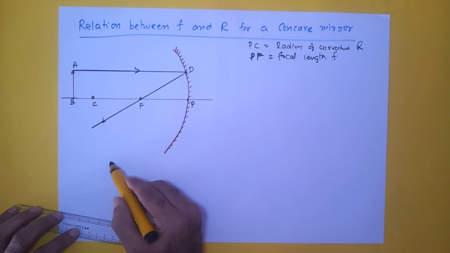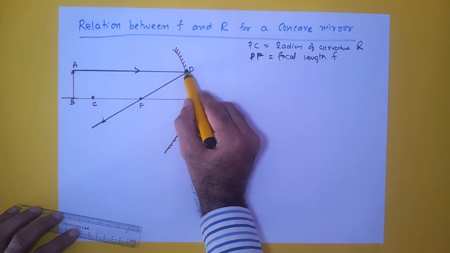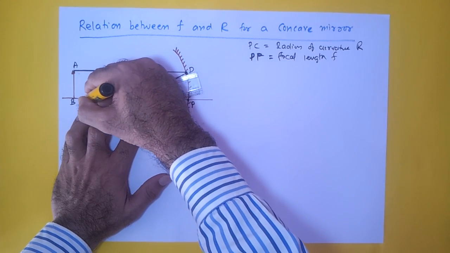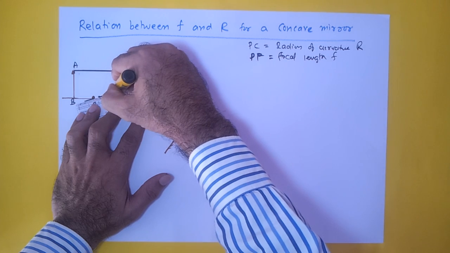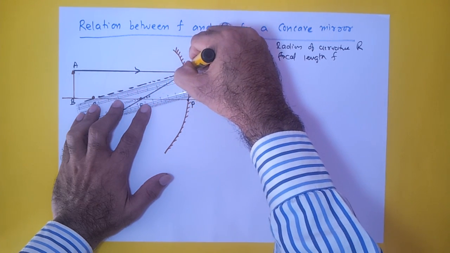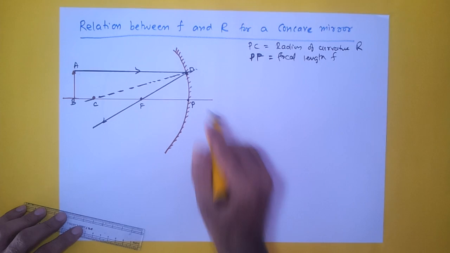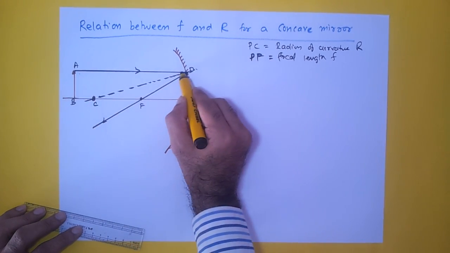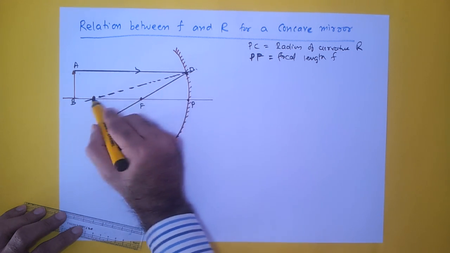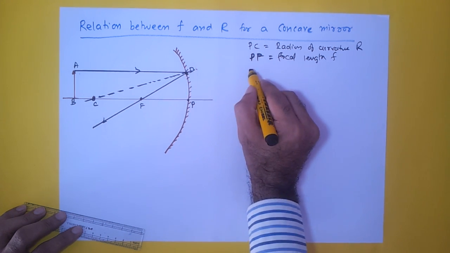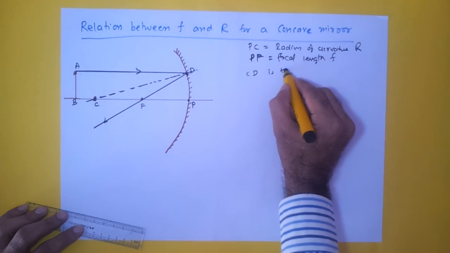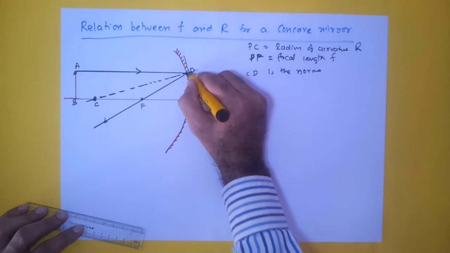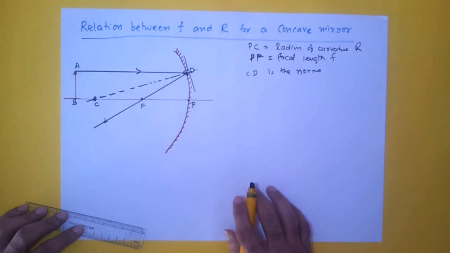Now, if I draw a line which joins the center of curvature to this point, so let me draw a line over here. Of course, this is not a ray. I'm just drawing an imaginary line which connects the center of curvature to this point of incidence. Now, this mirror is a part of a sphere. So the line which joins the center of curvature to this point is normal over here, is perpendicular over here. So this serves as the normal. Therefore, CD is the normal, because CD will be perpendicular over here, meaning if I draw a tangent over here, this angle will turn out to be 90 degrees, right?